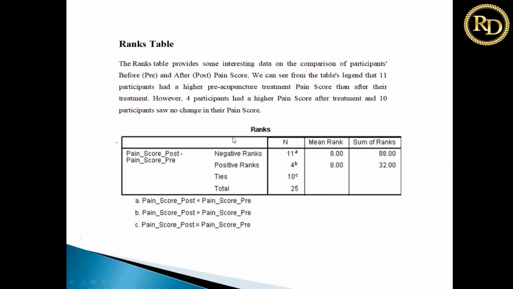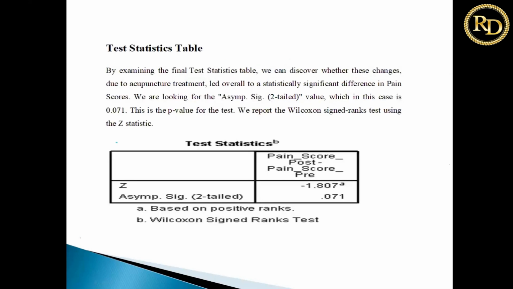So here we have the alternative hypothesis that pain score post is less than pain score pre, pain score post is greater than pain score pre, pain score post is equal to pain score pre. Now, this is the test statistic table. By examining the final test statistic table, we can discover whether these changes due to the acupuncture treatment, say acupuncture we have used, led overall to a statistically significant difference in pain score.